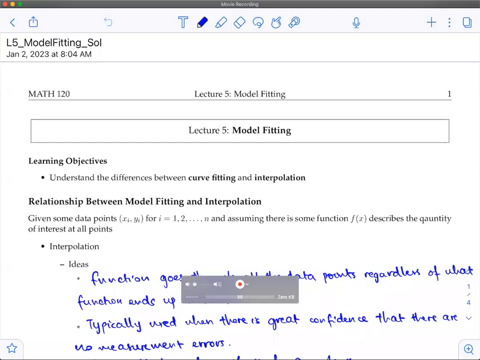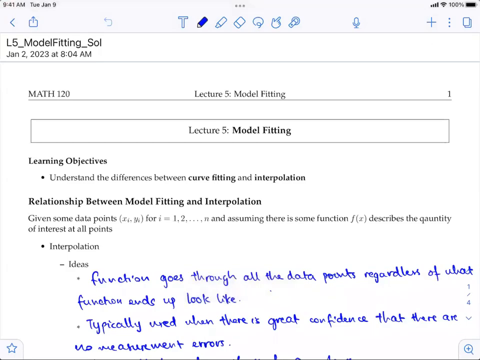Hello everyone, this is lecture 5, model fitting. So the learning objectives for this lecture is to understand the differences between curve fitting and interpolation.